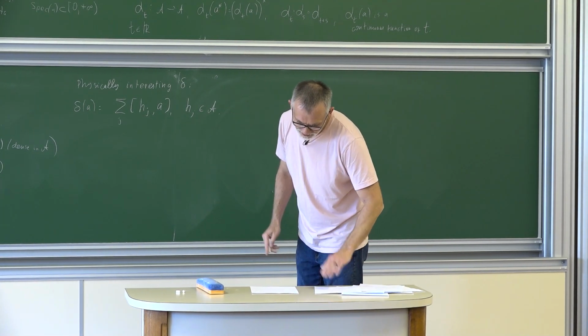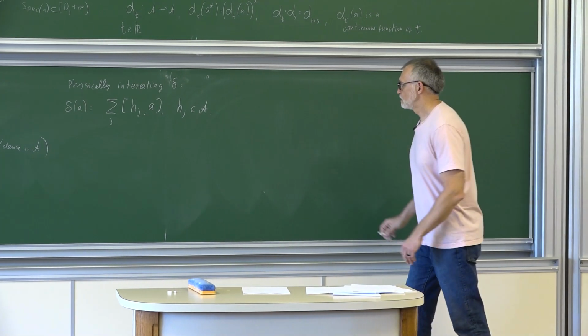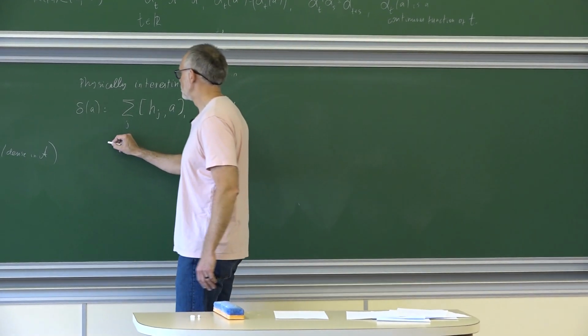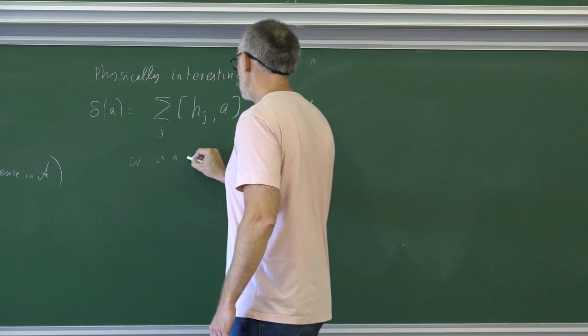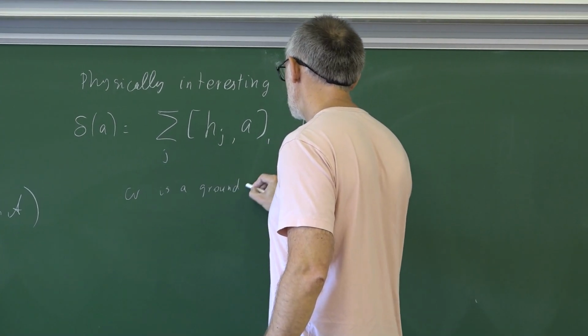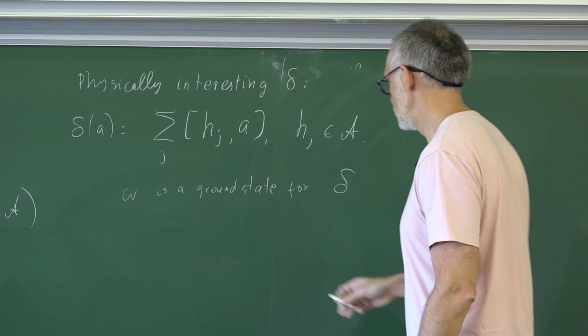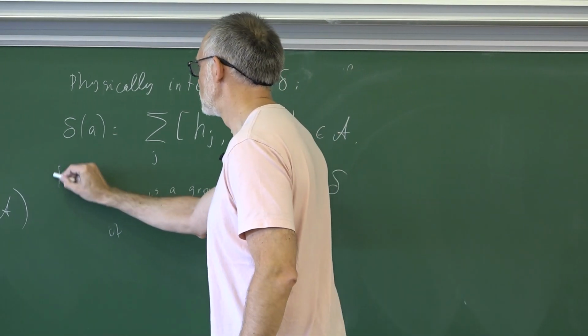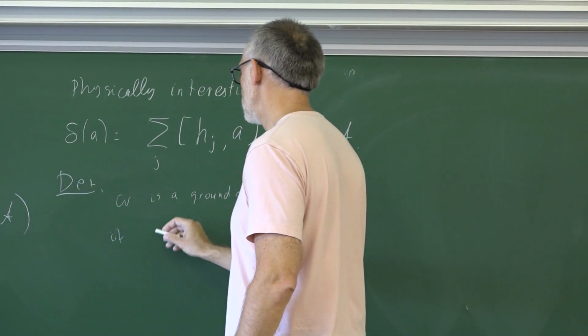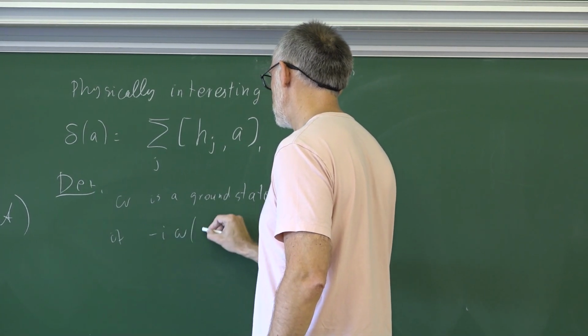Okay, so finally I just want to state what the gap means. First of all, what's a ground state? Omega is a ground state for delta if you have the following thing.